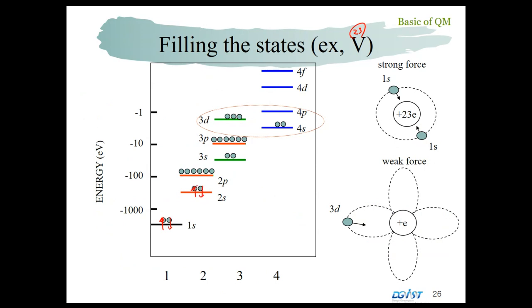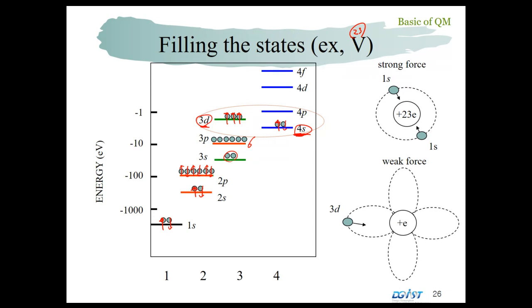In the 2s, we also have 2, and in 2p, we have 6 electrons. In 3s, we have 2, and in 3p, we have all 6. And let's think about the 4s electron and the 3d electron. If you calculate the energy level of those cases, we find the 4s electron energy is lower than 3d, so they are occupied first. And then they are occupied with the same spins.